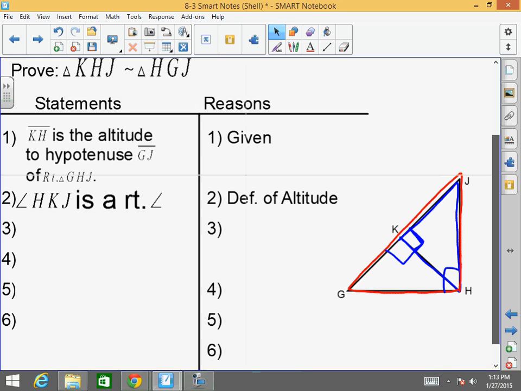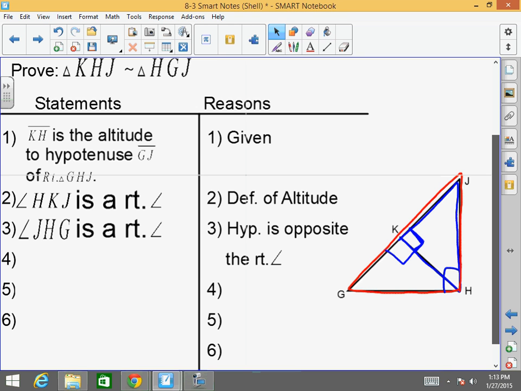Okay? Then from here, I can also prove what I just wrote down as well. JHG is a right angle. Why? Because the hypotenuse is always opposite of the right angle. I know that JHG is a right triangle, but which is the right angle? The one that is opposite the hypotenuse. So now think about what we have here. So that means that HKJ is congruent to JHG, because right angles are congruent.